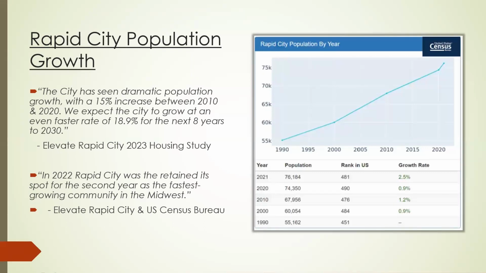All right. Population growth. Like I said, 15% over the last decade. But our local chamber of commerce actually does an annual in-depth housing study, and in their most recent one, they're projecting an increase in our already increased population growth: 18-20% through the rest of this decade. It's retained its spot for the second year. This was last year as the fastest growing community in the Midwest. And you can see the plot here on the right of this growth.